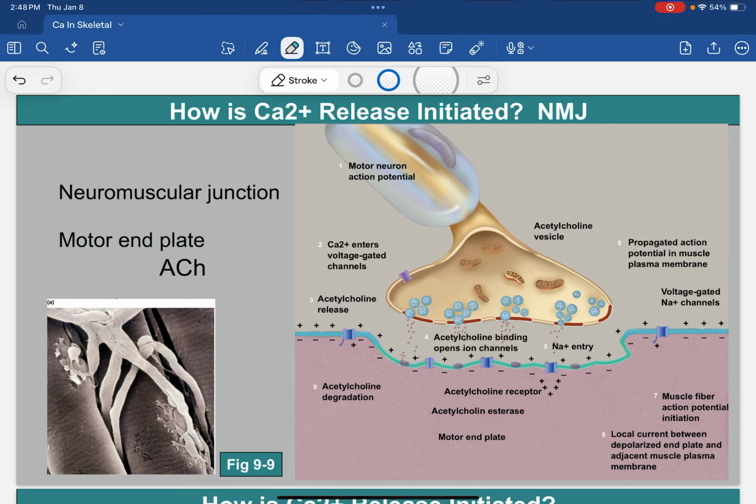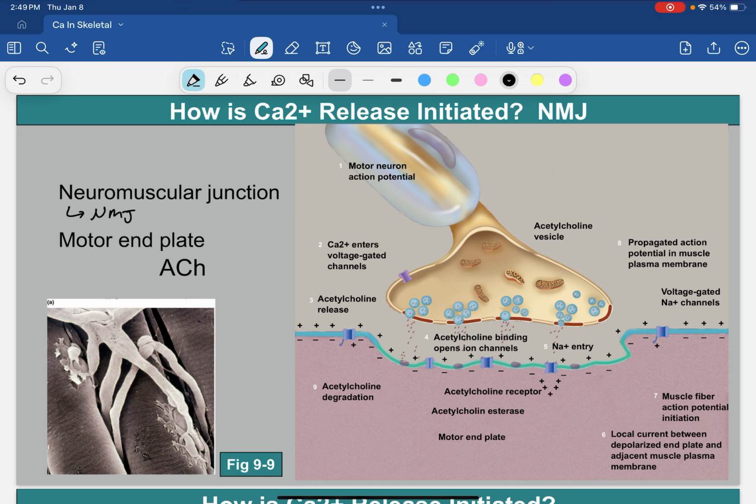All right, so today we're going to be talking about calcium and its role within skeletal muscle. So here, this is just a really good depiction of our neuromuscular junction, aka our NMJ. And all that we are really talking about today is our calcium.